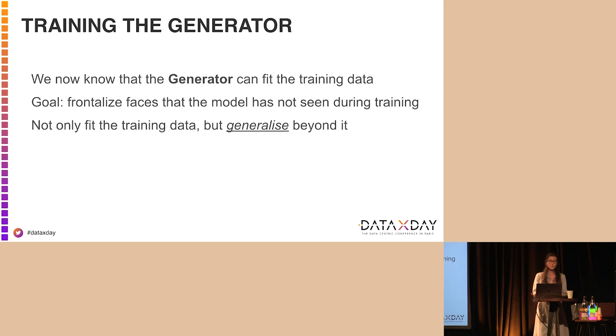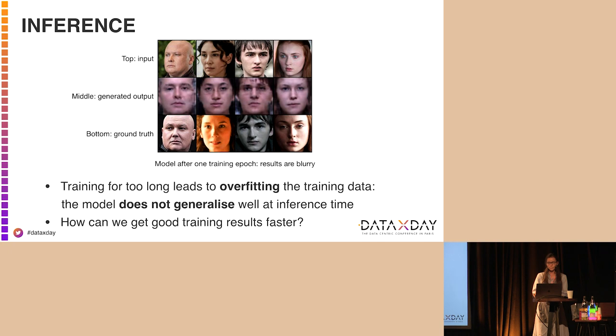Now, we know that the generator can fit the training data, as I said, but the goal is not to fit the training data. The goal, of course, is to have a model that is going to take in inputs that the model hasn't seen during training and produce the correct outputs. So it also has to generalize beyond the training set. This brings us to inference, and let's see how well we do on inference. Not so well, actually. Coming back to Game of Thrones before things got bad.